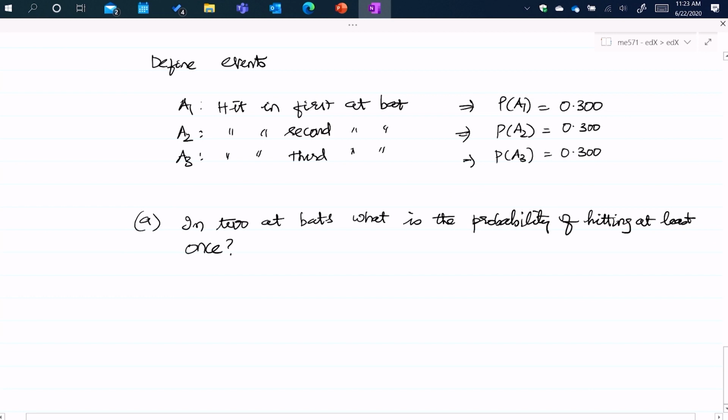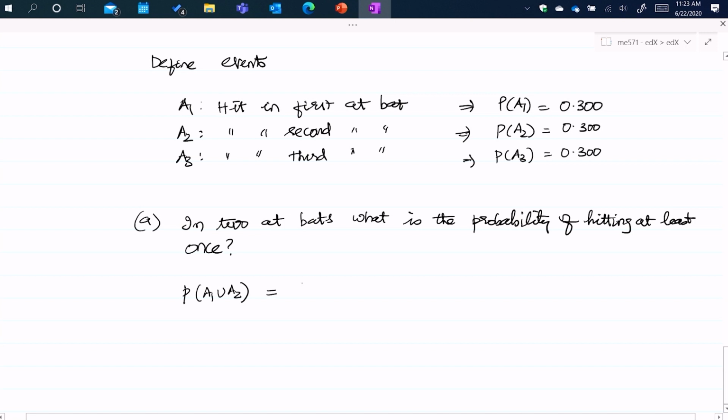So the question that we seek is, in 2 at-bats, what is the probability of hitting at least once? Again, in all of these probability problems, the first thing we want to do is define simple events, and then turn the wording, the statement, into an equivalent mathematical statement. So what we seek here is the probability of event A1 or event A2 occurring. That's the equivalent mathematical statement.